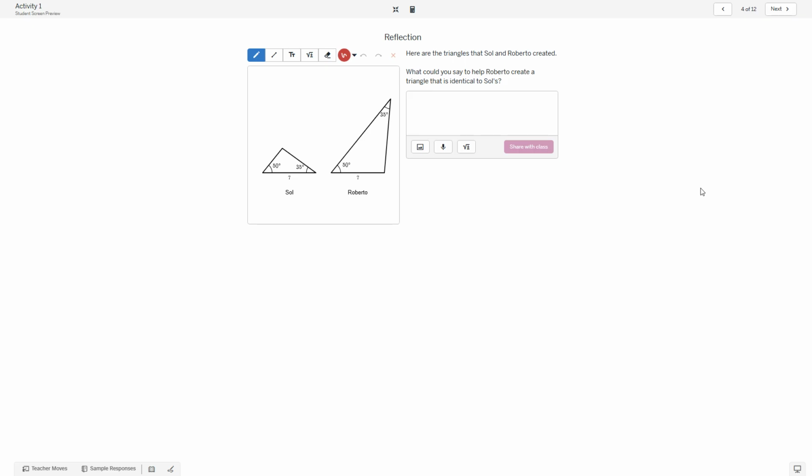So we kind of hinted at that earlier. Okay, I would tell Roberto, and this is what I want you to write now, I would tell Roberto that the 7 has to go in the middle between 35 and 50 degrees.